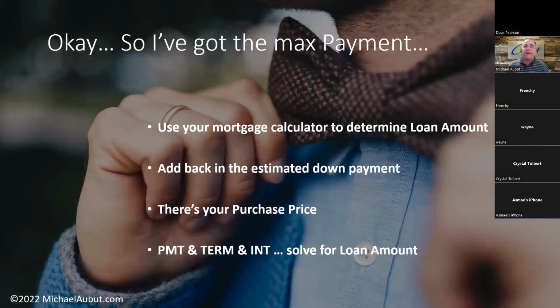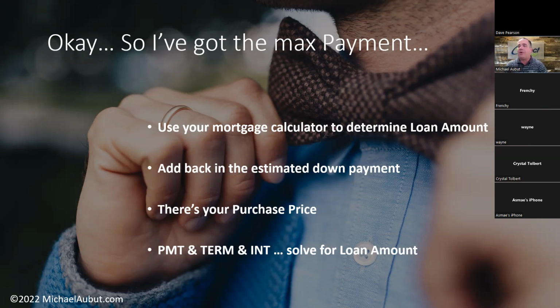Yeah. Okay. So you're going to use your mortgage calculator to calculate the loan amount. So let's assume we did that process and we took out of that payment taxes and insurance and mortgage insurance. Okay. And now we have that new mortgage payment. I can calculate my loan amount.